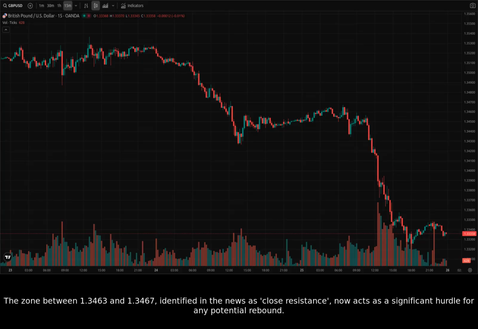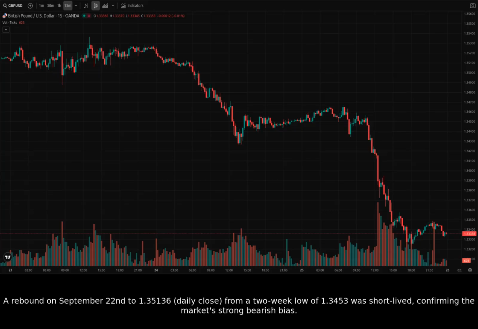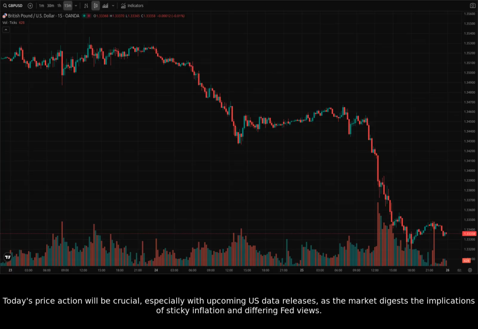The zone between 1.3463 and 1.3467, identified in the news as close resistance, now acts as a significant hurdle for any potential rebound. A rebound on September 22nd to 1.35136, daily close, from a two-week low of 1.3453 was short-lived, confirming the market's strong bearish bias. Today's price action will be crucial, especially with upcoming U.S. data releases, as the market digests the implications of sticky inflation and differing Fed views.